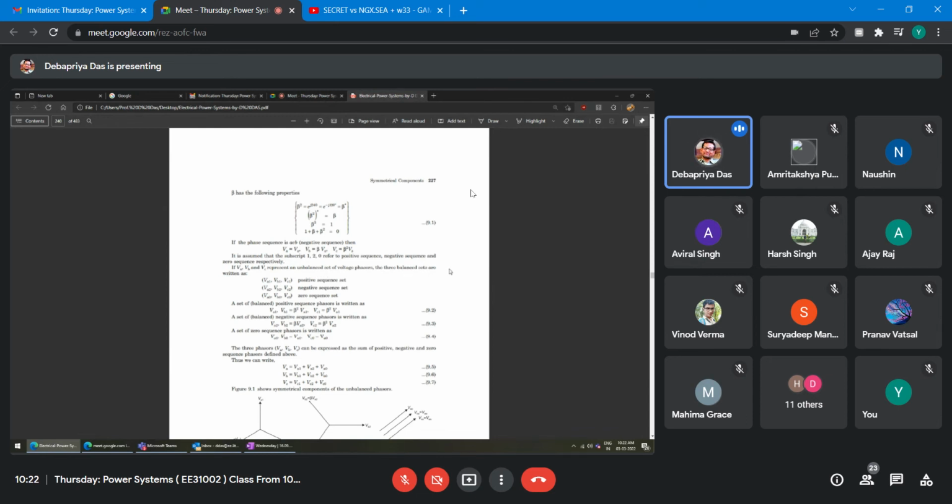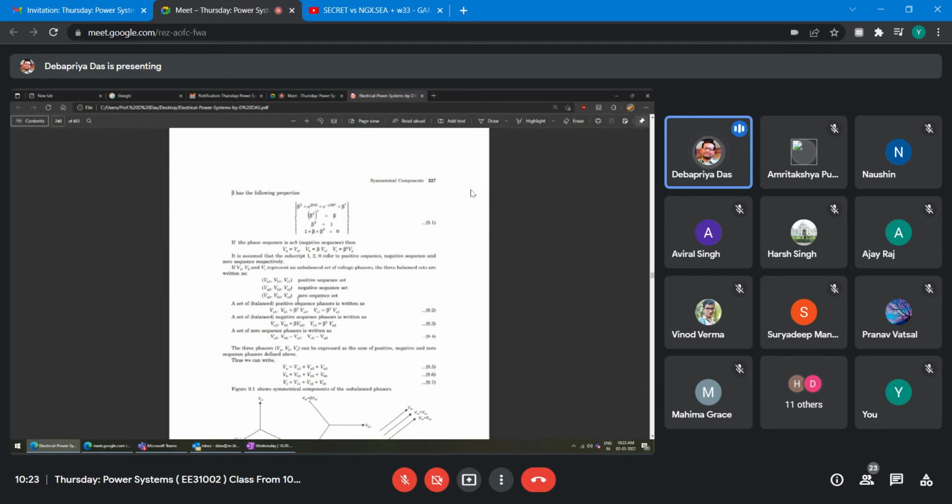Now VA, VB, VC represent an unbalanced set of voltages. The three-phase balanced sets are written as, suppose, VA1, VB1 and VC1, the positive sequence set. When the suffix is 1, it is the positive sequence set of voltage. When the suffix is 2, that is VA2, VB2, VC2, it is the negative sequence set of voltage, just opposite to the positive sequence. And VA0, VB0 and VC0 are the zero sequence set, right? They also have some properties.